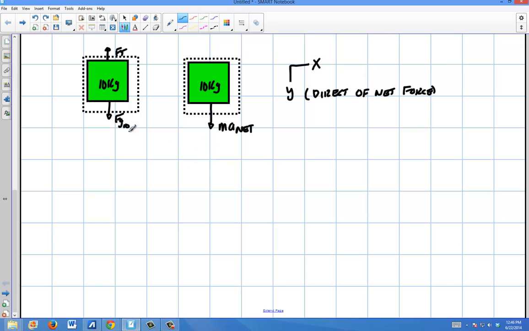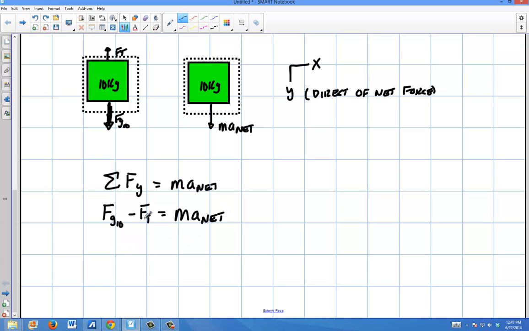Okay, so I'm going to say the sum of the forces in the y equals MA net. So my forces in the y, I have this minus this gives me my net force. Does that make sense? Because this one is larger because it's moving down, right? So force of gravity 10 minus Ft equals MA net.